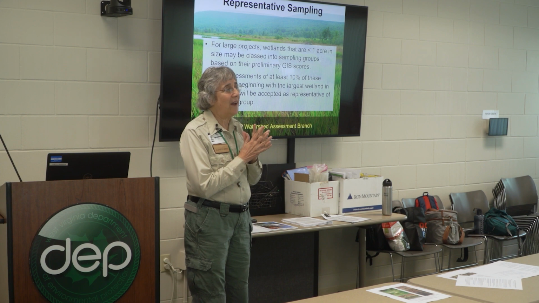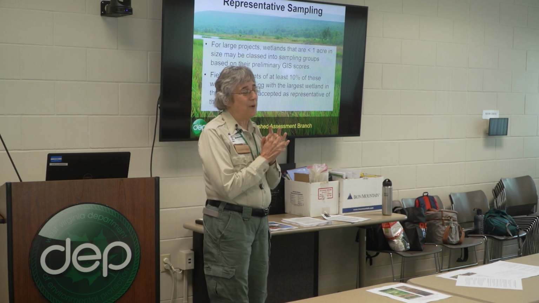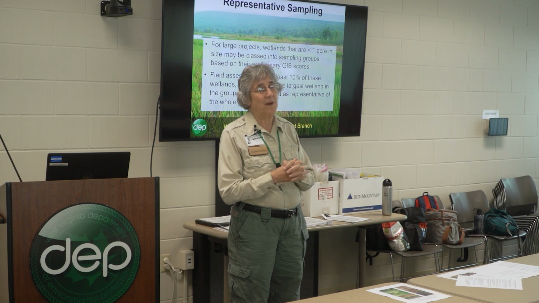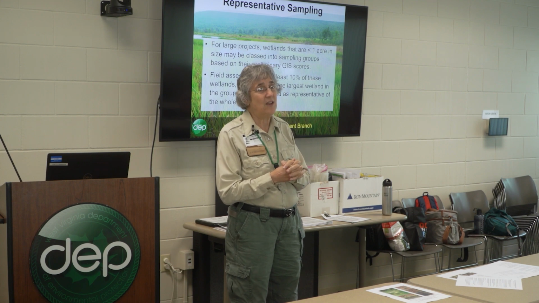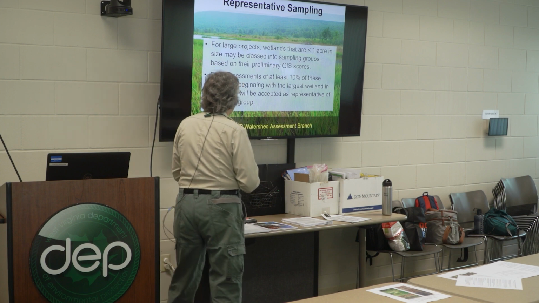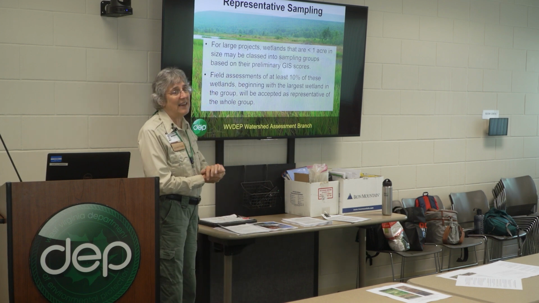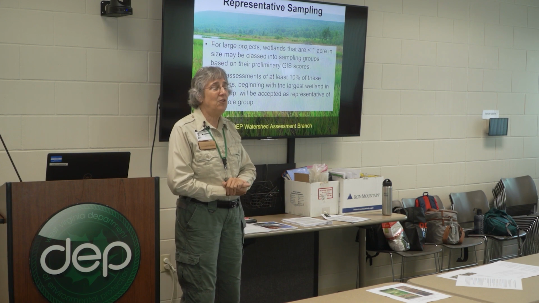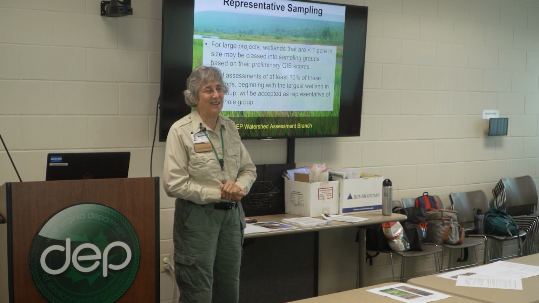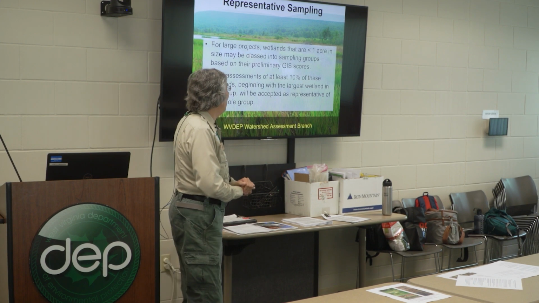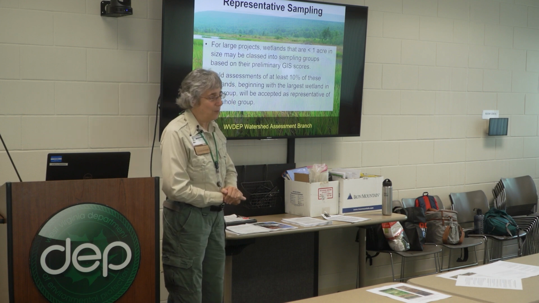And so for that, if there's a large project, we don't expect people to run 40 or 50 WVRAM assessments. You can use representative sampling. And the way it runs is that if you have wetlands greater than an acre in size, which aren't that common in West Virginia, then you do have to run a WVRAM on every wetland that is at least an acre in size. If you have a bunch of small wetlands, you can class them into sampling groups.